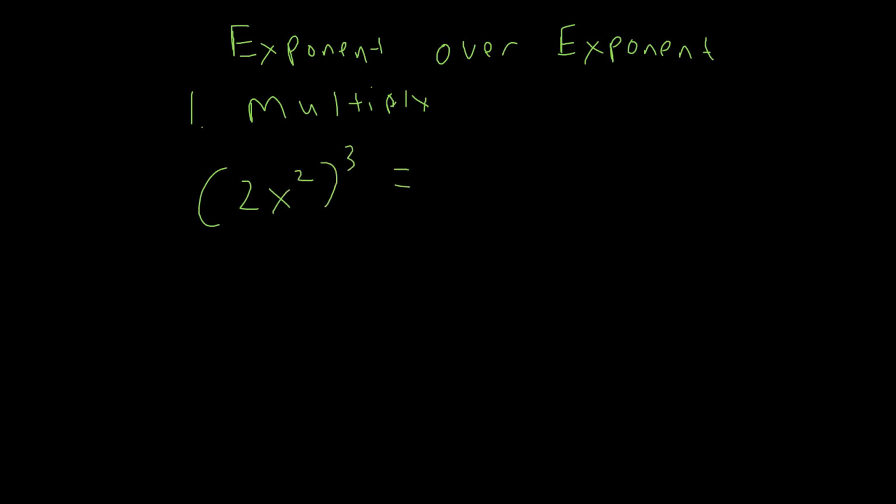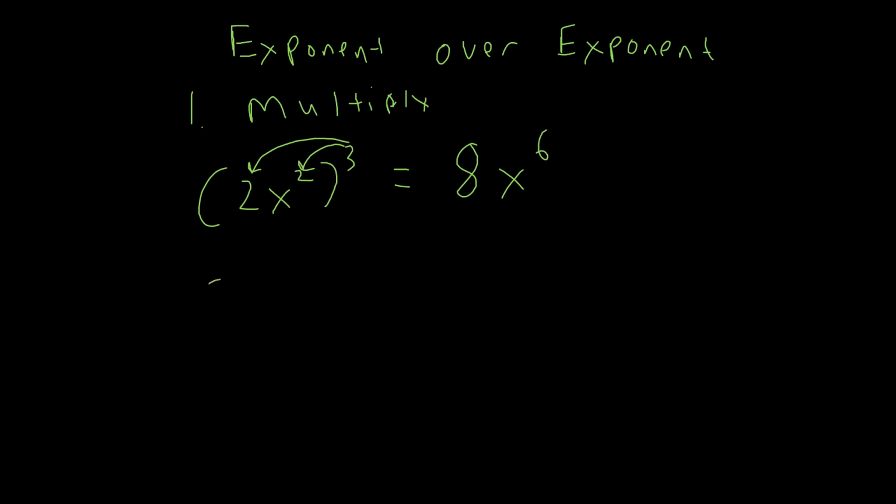So from here, this 3 goes over here, and 2 to the third power is 2 times 2, which is 4, times 2 is 8. And then we go right here, x to the second power times 3 is 6. So that would be the answer.